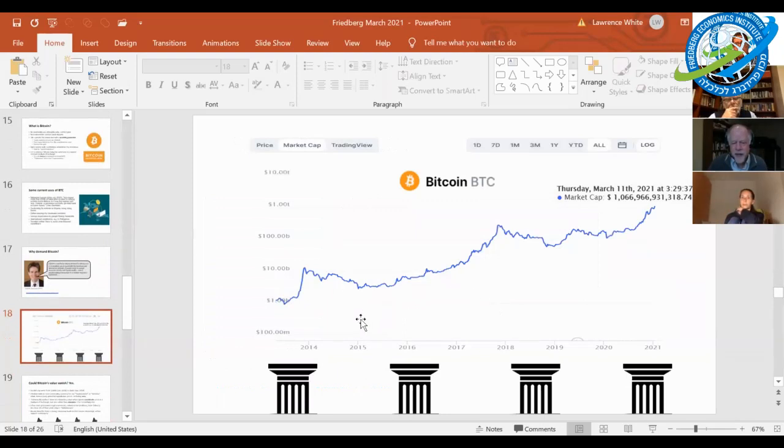If we look at the value of Bitcoin in circulation, this is what's called the market cap, which is the price per Bitcoin times the number of Bitcoins. I had to put this on a logarithmic scale so that it didn't go off the top of the page, but you can see it's gone from around $1 billion back in 2013 to currently about $1 trillion. As of March 11th, it was worth slightly more than $1 trillion, which is quite amazing. Not something I would have predicted.